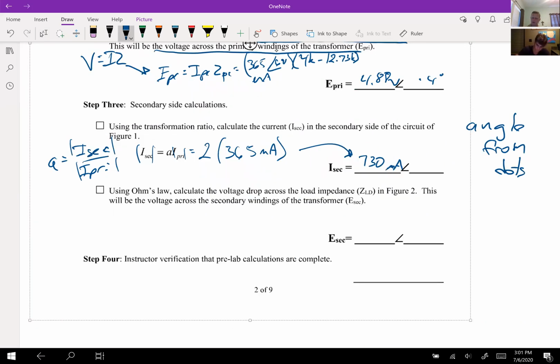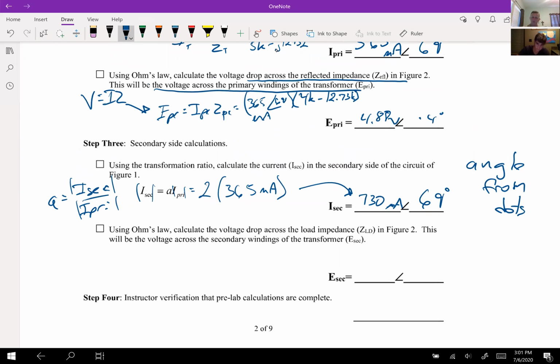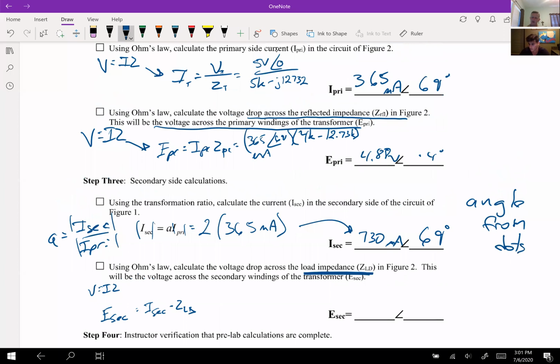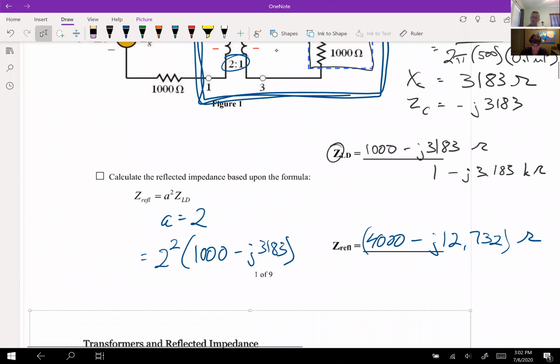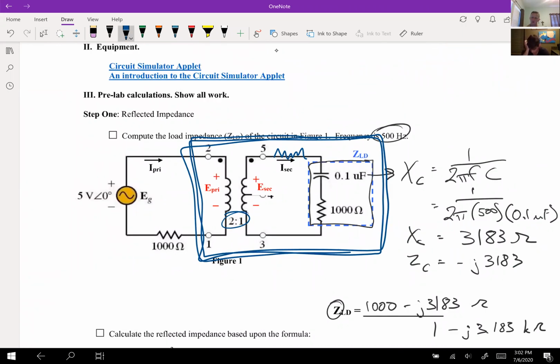The E secondary, it says using Ohm's law. So we could use Ohm's law again to say V equals IZ, and what we're saying is the E secondary equals I secondary times Z load. I think this is worded a little unclearly. It's telling us the voltage drop across the load impedance. The reason E secondary works is because that is everything on that secondary side. If there was a resistor up here, or if there was a resistor down here, E secondary would no longer be the voltage across Z load, because there would have been a voltage drop. But as it is, there's nothing else except E secondary and Z load. So therefore, the voltage across Z load is E secondary.